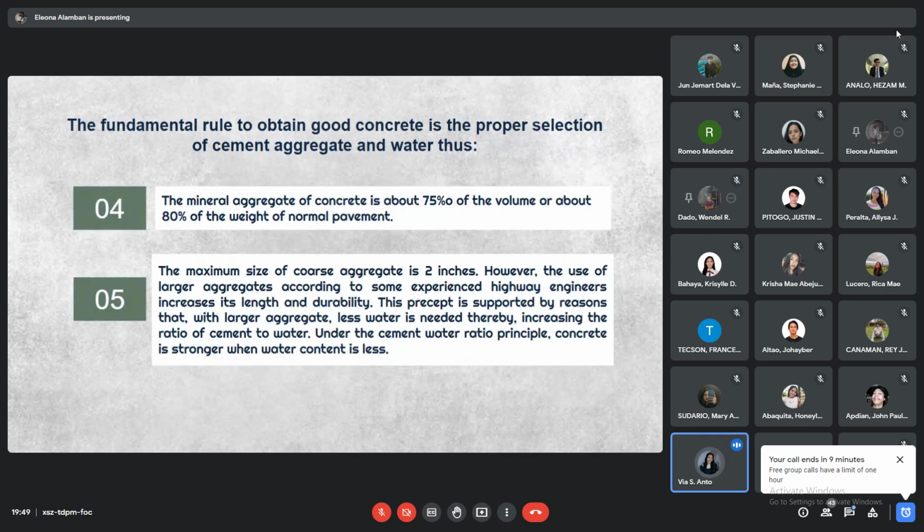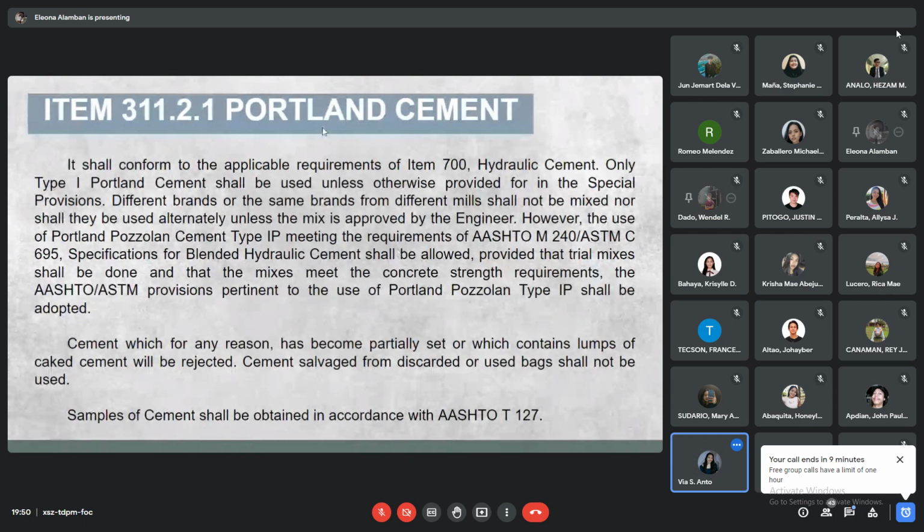Fifth, the maximum size of coarse aggregate is 2 inches. However, according to some experienced highway engineers, the use of larger aggregates increases strength and durability. This is supported by the reason that with larger aggregate, less water is needed, thereby increasing the ratio of cement to water. Under the cement-water ratio principle, concrete is stronger when water content is less. Therefore, a lower water content will reduce the potential for shrinkage and for cracking associated with the restrained volume change. Next, item 311.2.1, Portland cement.